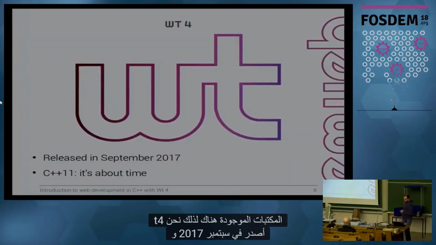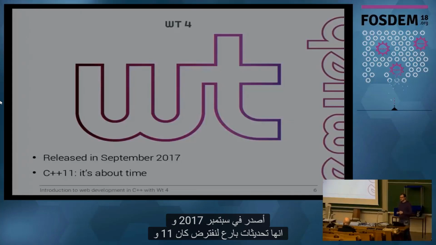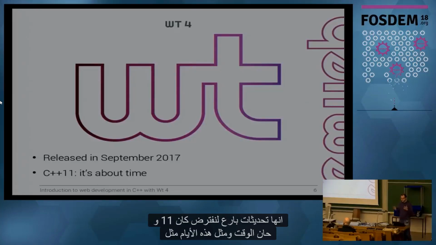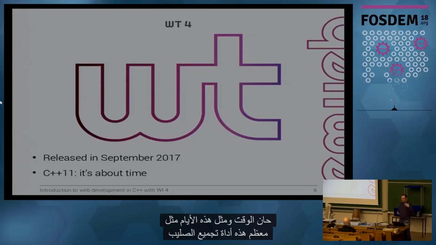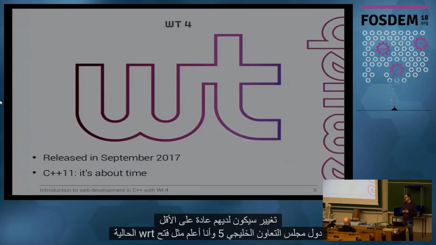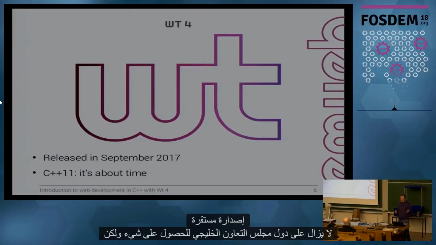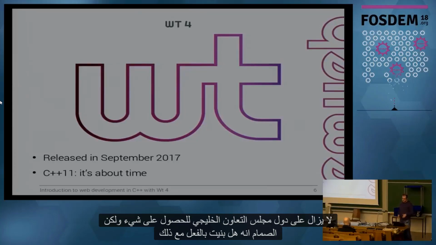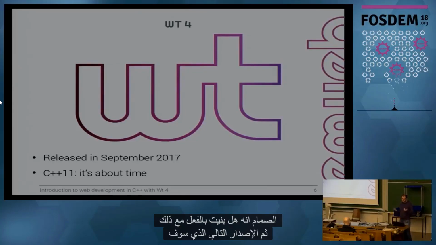So Witty 4 was released in September of 2017, and it updates Witty to C++11, and it's about time. Nowadays, most of these cross-compilation toolchains will usually have at least GCC 5. I know OpenWRT, the current stable release, is still on GCC 4 dot something. But LEDE, Witty already builds with that, and then the next release, Witty will also build with that.